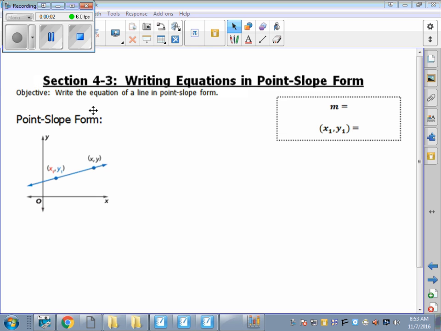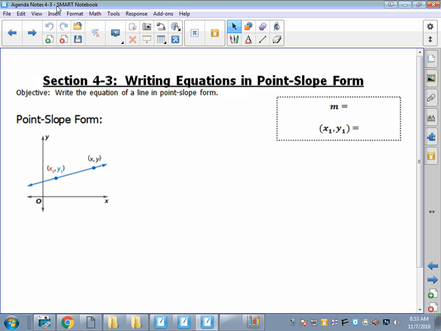Hi there. Let's talk about section 4.3. Yes, this is out of order. We're going to do 4.3 and then we're going to go back to 4.2 because I really want to focus on point slope form for a second here.